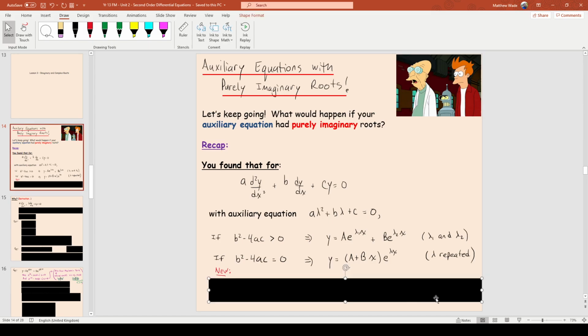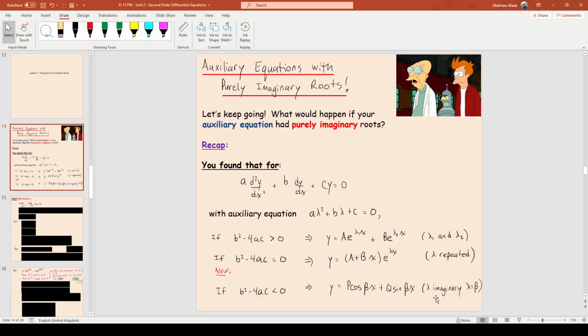Next thing on the list is this. What would happen if the discriminant was less than 0? In other words, we'd get out an imaginary number. Well, I'm going to tell you, it makes this, which you should write down. You get p cos beta x plus q sine beta x, and you get that when the lambda is imaginary. So the solution from the auxiliary equation is imaginary.